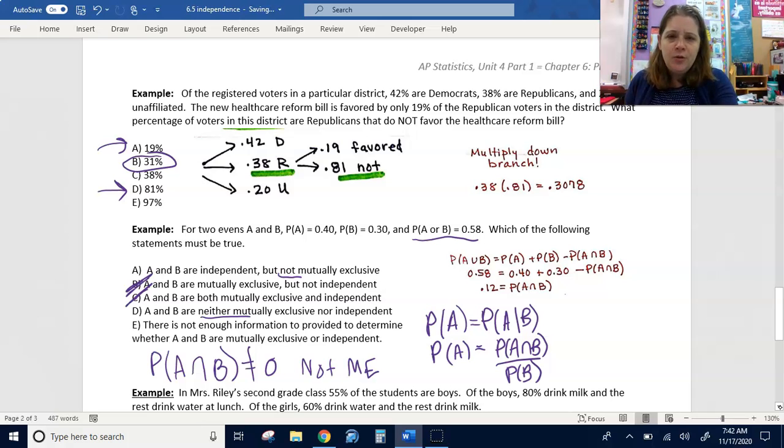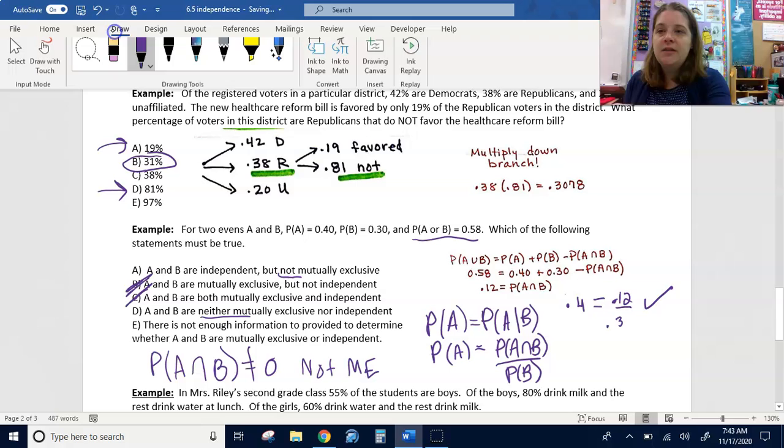So I could test and see, okay, well, the probability of A, they say, is 40%. And the probability of A and B, we're saying that's 12%. And the probability of B, that is 30%. And that actually is true. All right, so yes, these are independent.